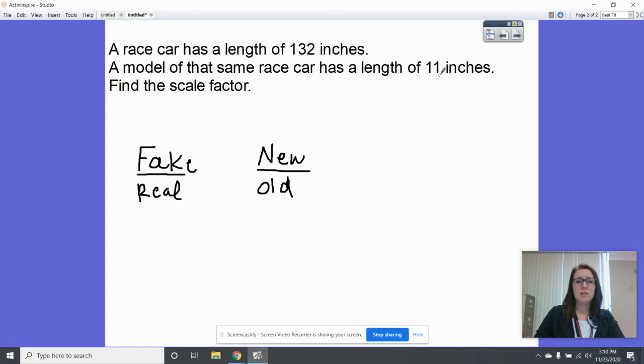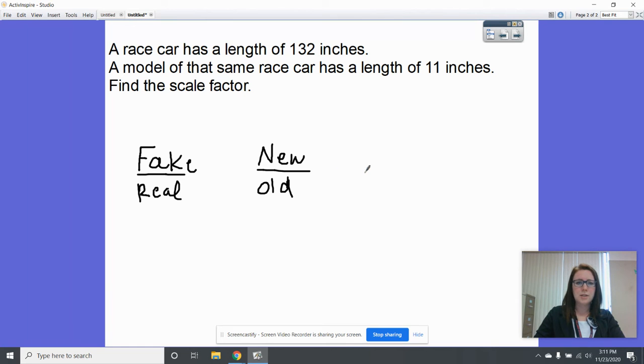And let's go ahead and take a look at this question and then another one, and I'll show you the scale factor. A race car has a length of 132 inches. A model of the same race car has a length of 11 inches. Find the scale factor. Well, in this case, I'm going to look at this example as fake over real, but new over old also works.